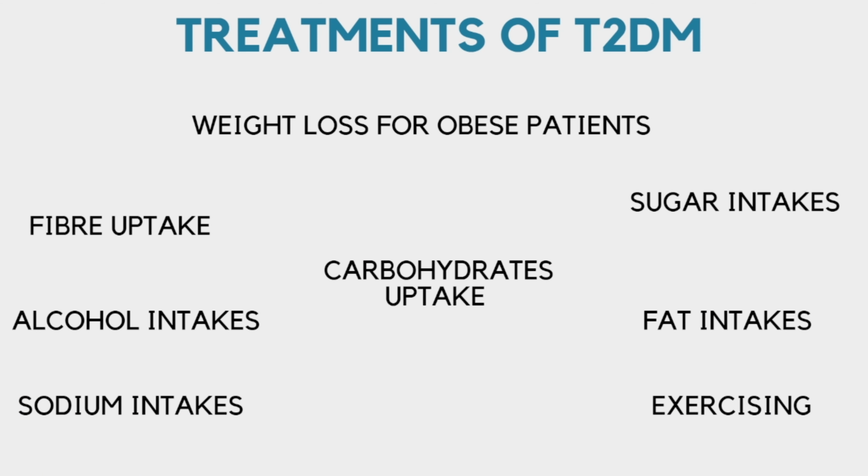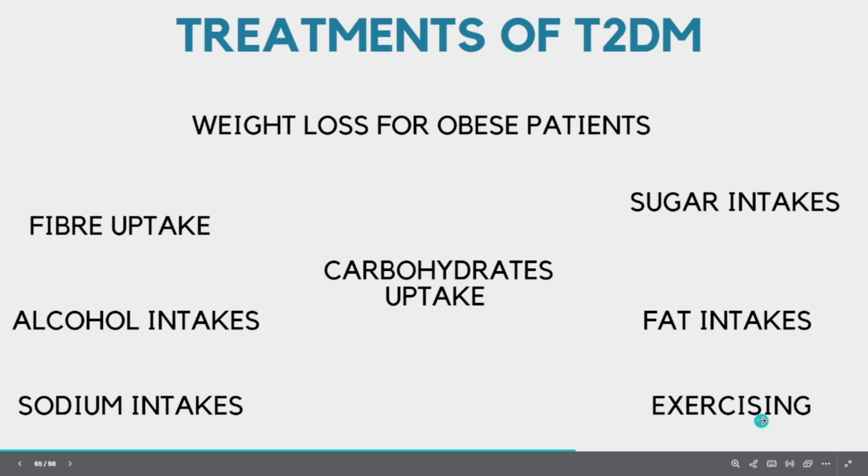So about the treatment of T2DM, this is the general treatment that we can normally do. Weight loss, because the majority of type 2 diabetic persons are overweight, so of course you need to do weight loss. And then the other one is nutrient intake. All the nutrient intake you need to control. Carbohydrate intake, you should control it.